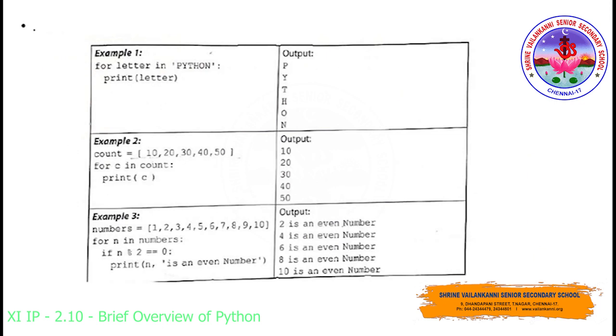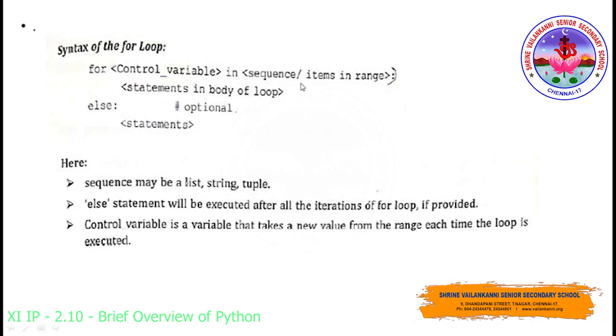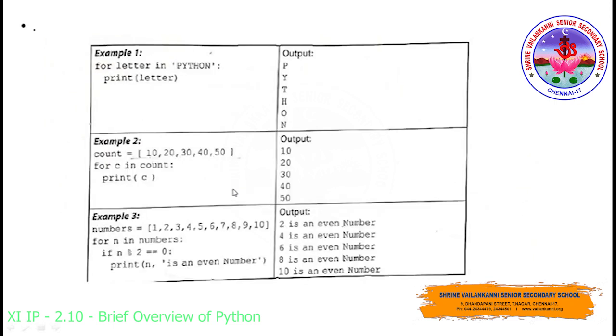When you look at this example, as per the syntax, for is a keyword, letter is the control variable, in is the operator, and Python is the sequence. So here we have given a string as the range of values. I have told you that the sequence of items can be a number, a list, or strings or tuples, right? So here they have given the sequence as a string.